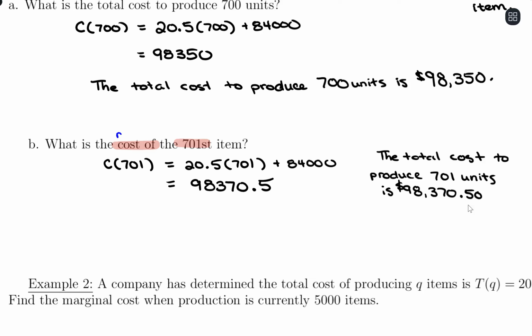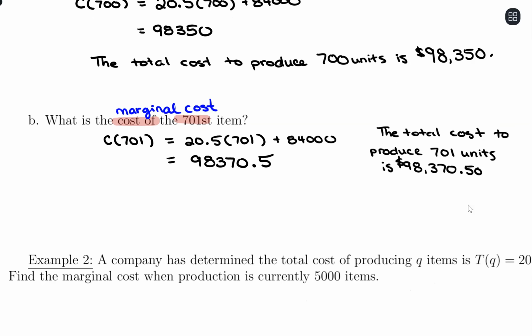This is the idea of marginal cost. So what's it going to cost to make this one extra item? If we made 700, what's one additional item going to cost? So this marginal cost, MC, is going to equal, and we're going to take this 701 value, 98,370.5, and subtract out 98,350.